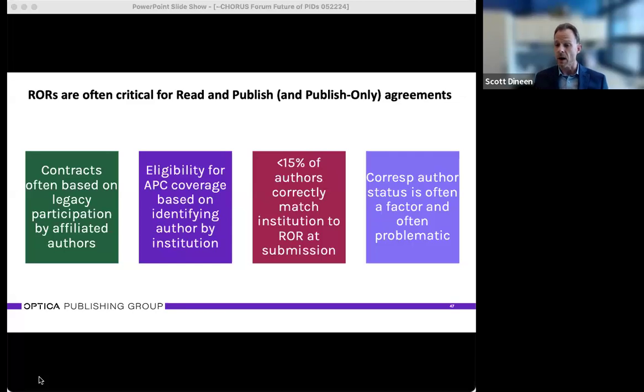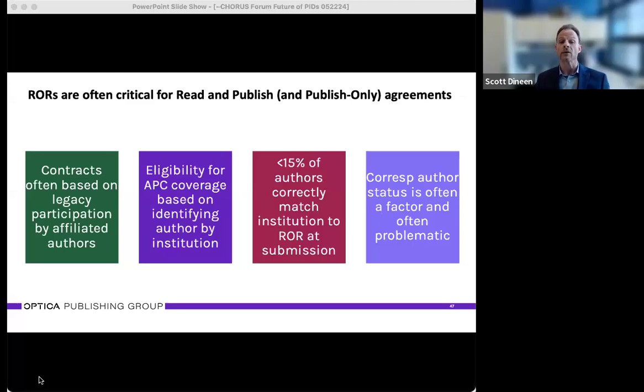All right, these two other boxes here, just making the point that what the authors give the publisher is often not really sufficient. Only about 15% of our authors even are able to match their institution to an ROR. I'm sure we could improve that with a better UI and other tactics, but that's where we are now. And finally, Optica Publishing Group and a lot of other publishers rely on the corresponding author for these entitlements for read and publish deals. And that's a whole other can of worms.